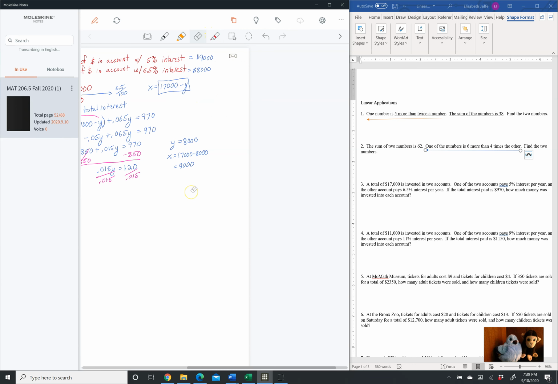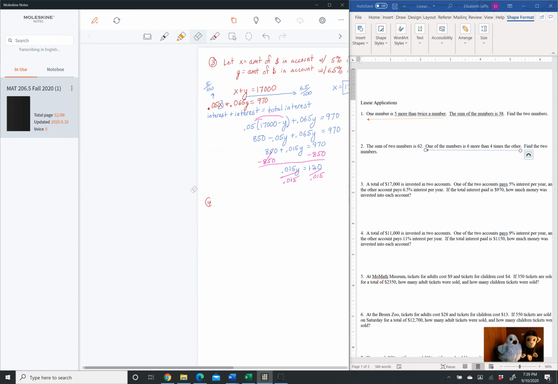Let's do the next one, which is very similar. So you'll notice it says a total of 11,000 is invested in 2 accounts. One of the 2 accounts pays 9% interest per year, and the other account pays 11% interest per year. If the total interest paid is $1,150, how much was invested into each account? Practically the same problem, just with different numbers. So our 2 variables could still be X and Y.